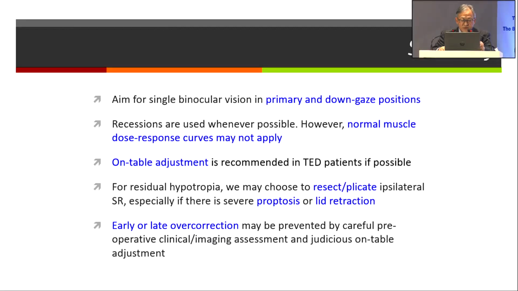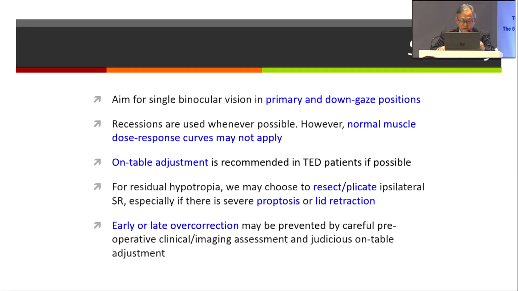So in summary, for TED strabismus, we should aim for single binocular vision in primary and down-gaze position, and recession is used whenever possible. However, the normal muscle dose-response curve may not apply. On-table adjustment is recommended in TED patients if the condition is feasible.